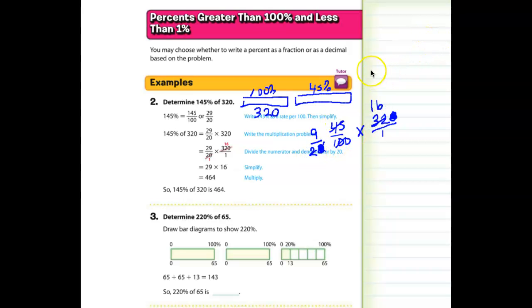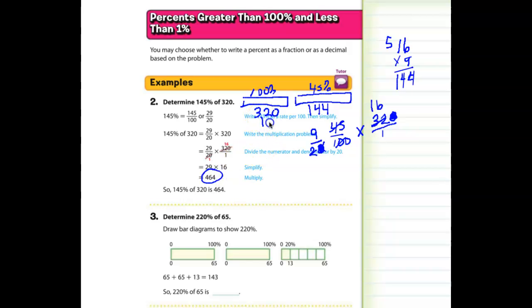So all we have to do now is multiply 16 times 9. Go ahead and solve that for me. What is 16 times 9? Okay, 6 times 9 is 54. And 9 times 1 is 9, plus 5 is 14. So we have 144. My pen's doing crazy stuff. Sorry about that. So 45% of 320 is 144. All we have to do now is add 144 plus 320, and that is going to get us 464.